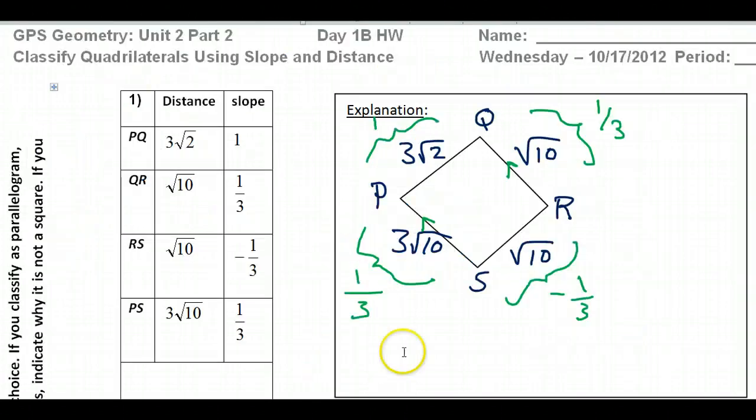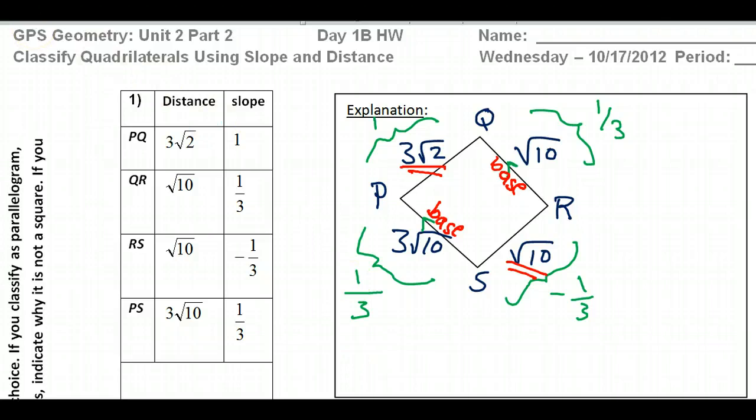So looking back at this problem, notice which sides are the bases. All right, the parallel sides are the bases. So this is a base, and this is a base. Those are parallel. That means these are the legs. That's a leg, and this is a leg. 3 radical 2 and radical 10. Well, the legs are not congruent. 3 radical 2, radical 10, they're not the same. So this is not isosceles because of that.